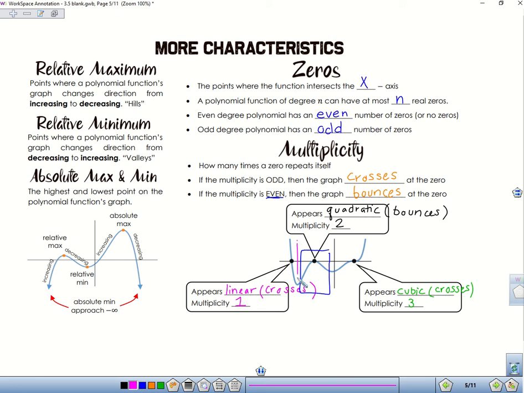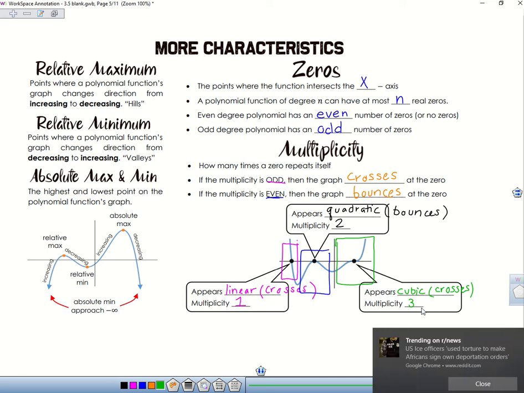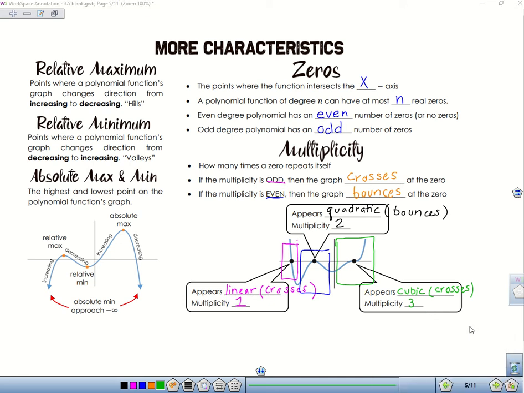So that's what I'm looking at right here. How is that linear appearance when a multiplicity is 1? And that's obviously odd, so the graph crosses at the 0. And the last one we'll talk about today is the cubic one. So obviously cubic means we have a multiplicity of 3. You guys know cubic is to the 3rd power. So what that means is it crosses the graph at that point, okay?